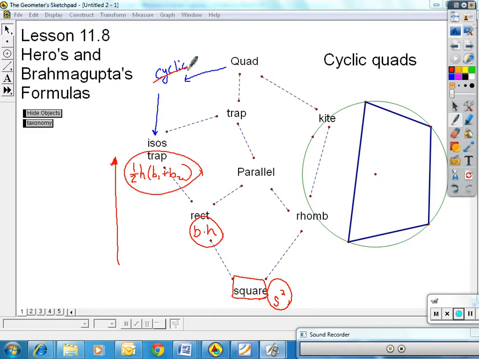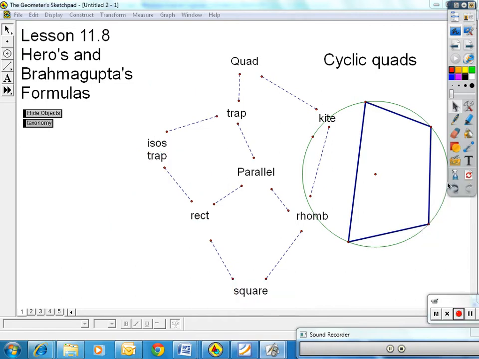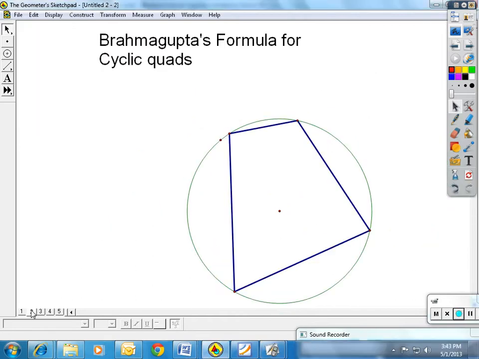So even before I tell you what the formula is for a cyclic quad, you should already be bracing yourself for something that is more complex than this formula here, because I'm further up on the taxonomy. So let's go straight to what that formula is. Now, a man by the name of Brahmagupta is credited for this formula. I'm just going to be forthright and tell you what the formula is.